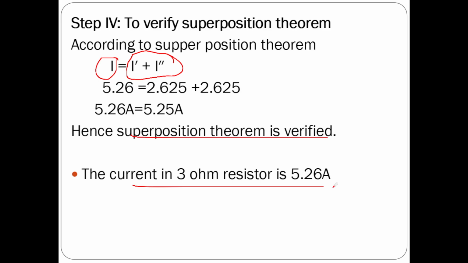Now what is the current in 3 ohms resistor? That is 5.26 amperes. Current in 3 ohms resistor is 5.26 amperes.